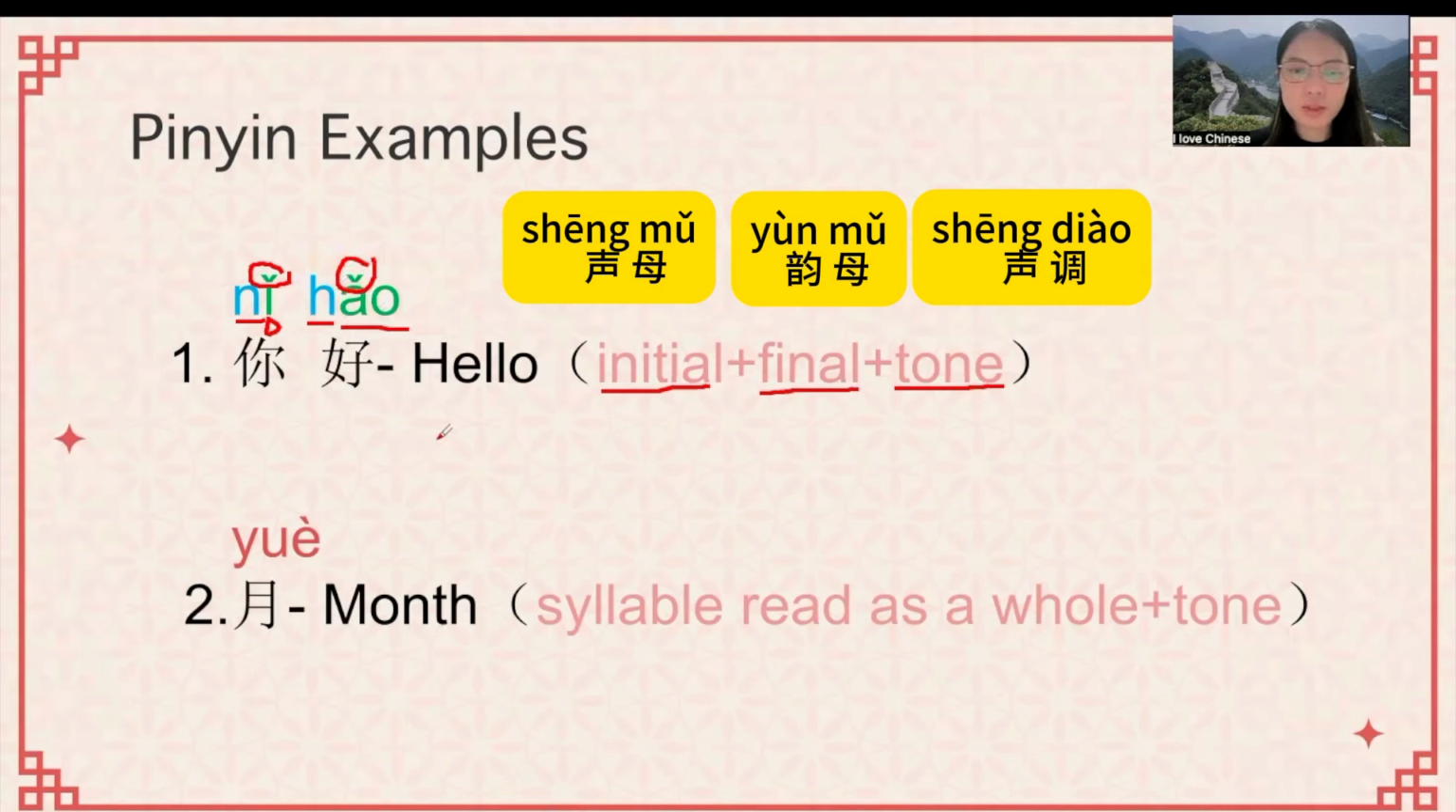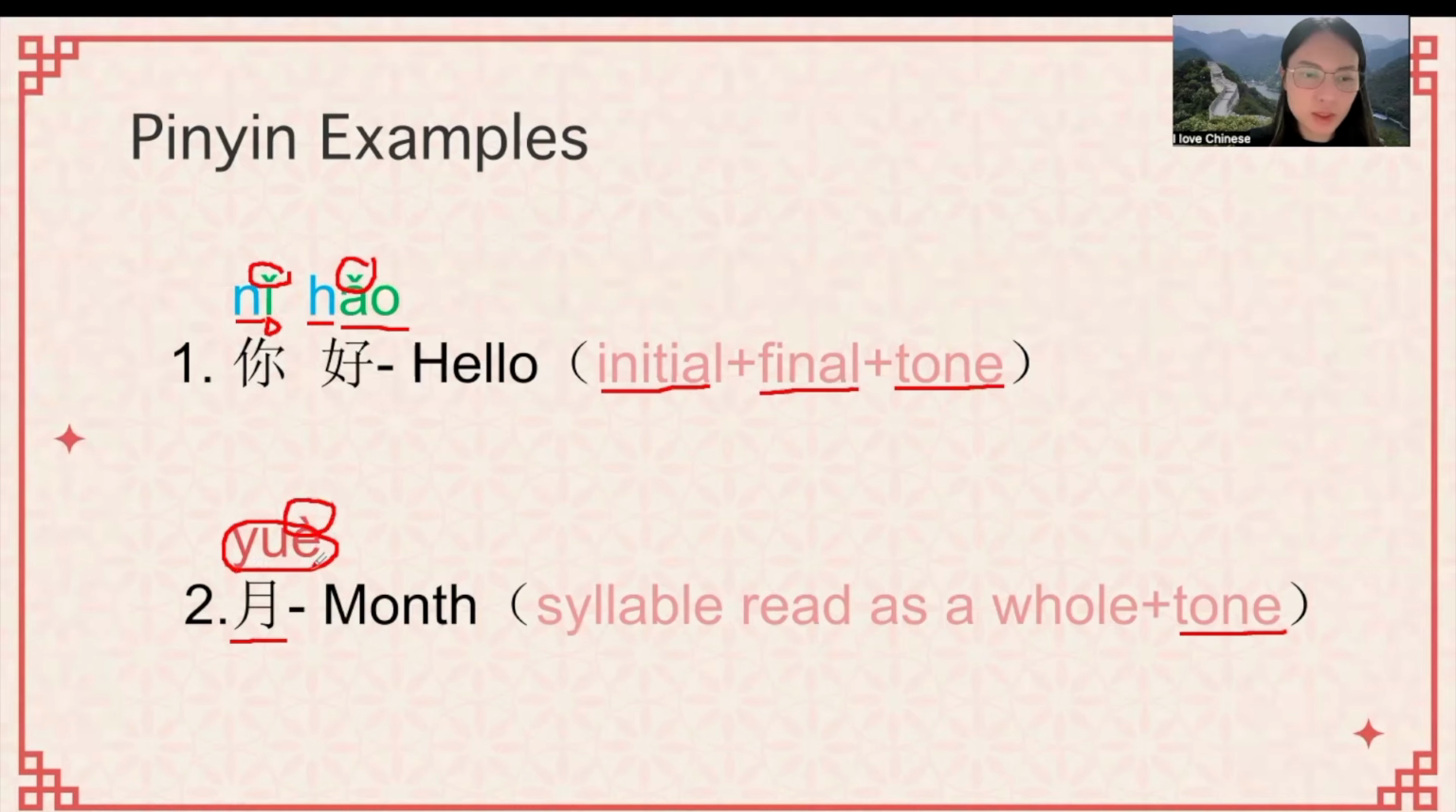In Chinese, we have some fixed syllables, and we call it syllables read as a whole. We still need to add tone after the fixed syllables. For example, month, we say 月 in Chinese. You can see it here. 月 is a fixed syllable, and we add the fourth tone here.